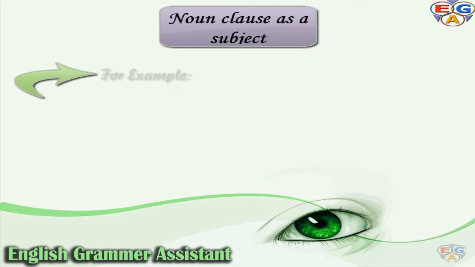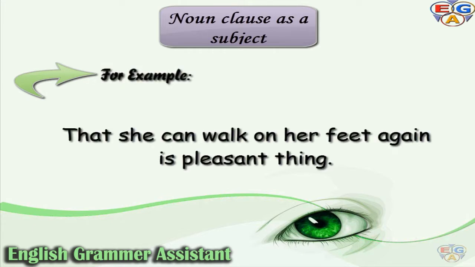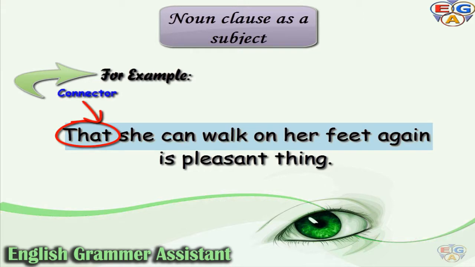The noun clause as a subject. For example, that she can walk on her feet again is a pleasant thing. That she can walk on her feet again is the noun clause. It acts here as a subject of the main clause. The connector of this noun clause is that.